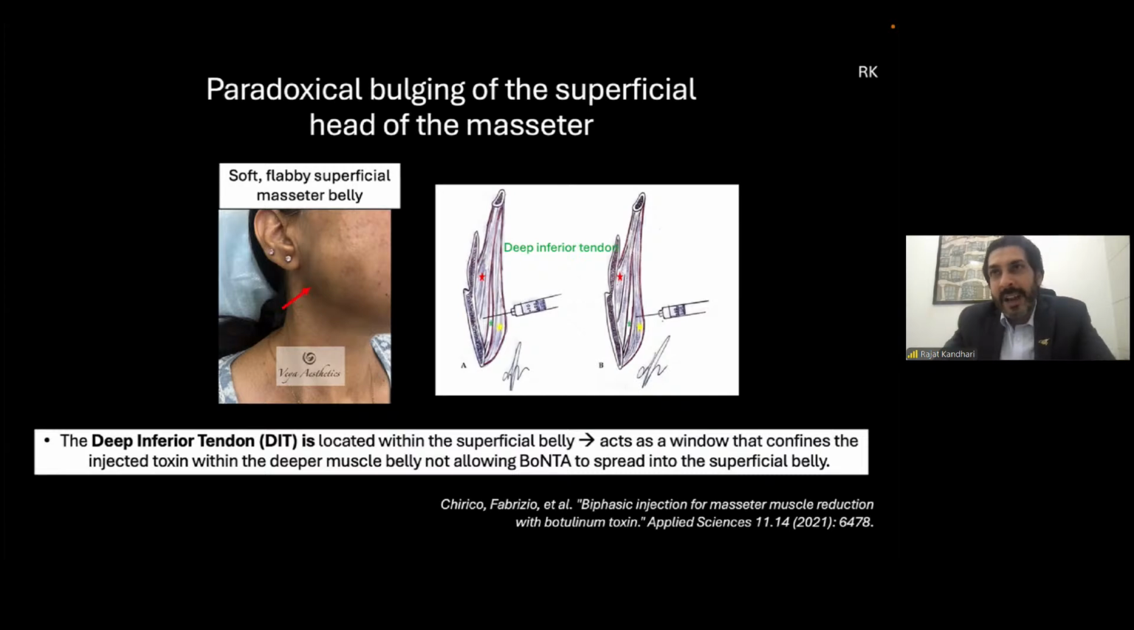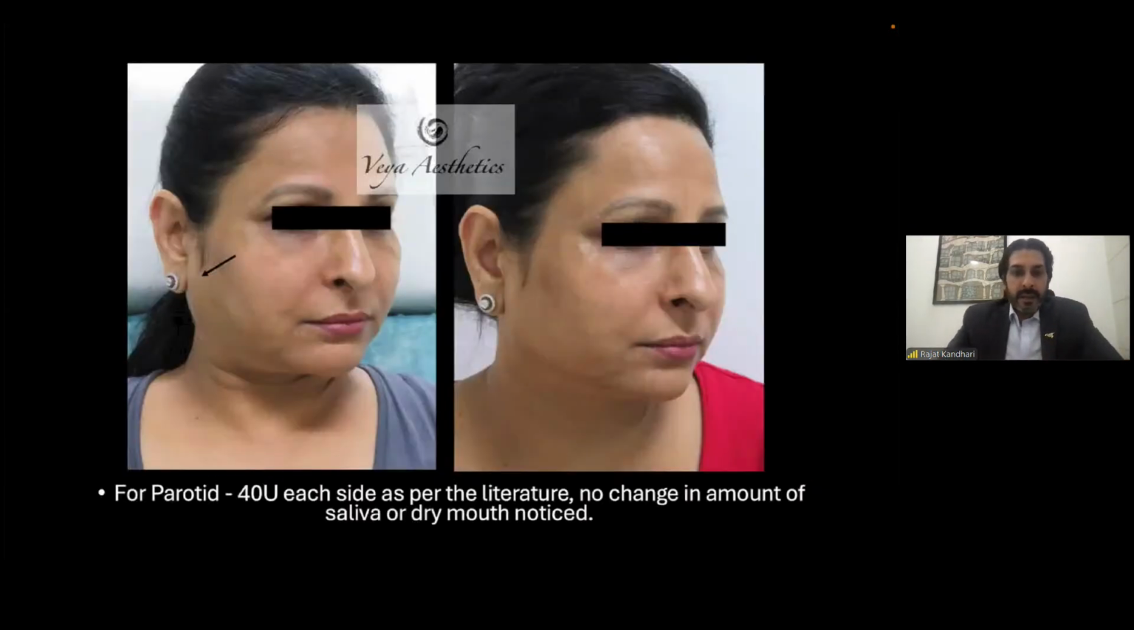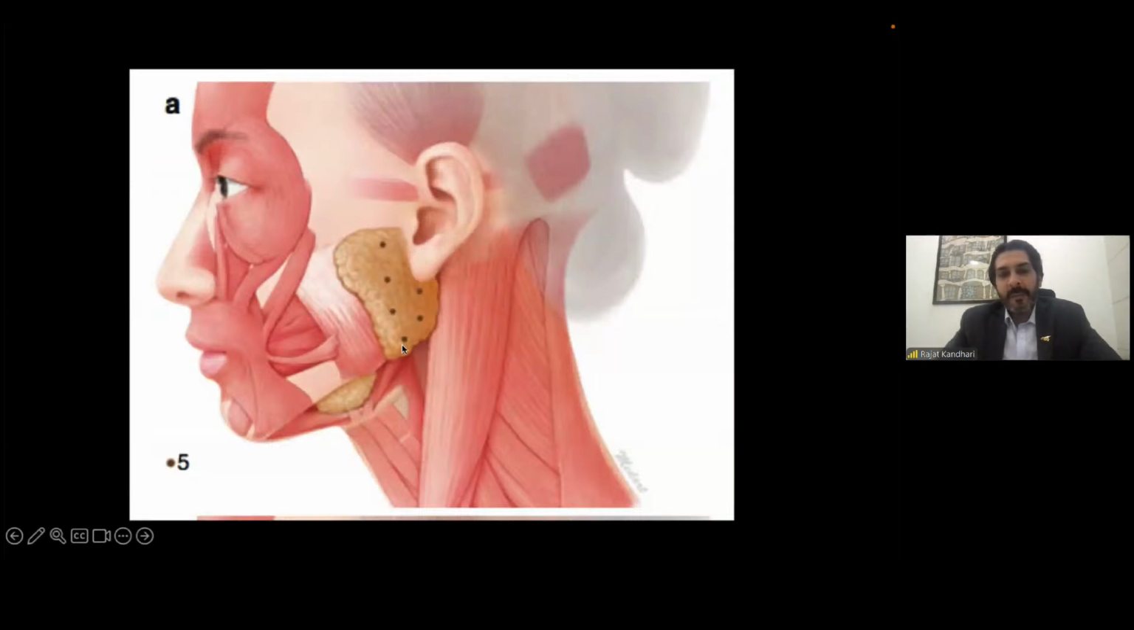Now, why is the superficial head missed? Because when you go too deep and hit the deep head, in some individuals there is something known as the deep inferior tendon, which prevents the diffusion of your toxin from the deep head to the superficial head. So there are certain authorities who have recommended a bi-level injection. That means you go deep, withdraw, and inject again a little bit, or you use 2 different needle sizes. For the parotid, you go straight into the parotid, just like this. 5 points, you can do about 4 to 5 units each point.